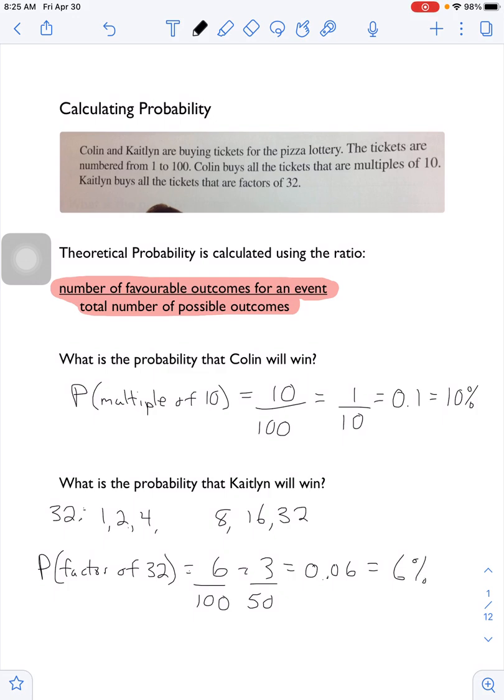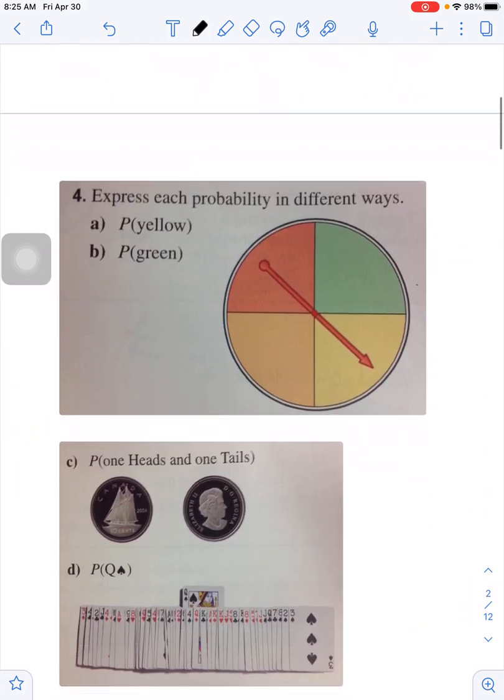Okay, so that's theoretical probability. Let's look at the next one. Number 4, express each probability in different ways. So the probability of getting yellow, we could show that as 1 over 4. So P of yellow. You've got to get used to using that capital P and putting the event in brackets. P of yellow is going to be 1 over 4. P of green is also 1 over 4, but we need to show it a different way. So P of green, we know that 1 over 4 is 1/4, so we could show that as 0.25 or 25%.